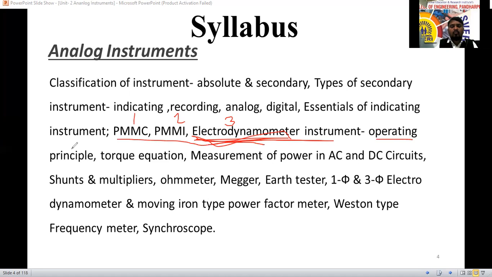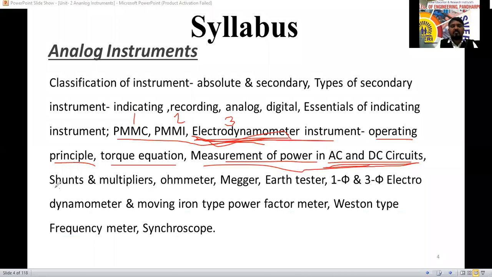We have to know the operating principle and discuss the torque equation. You have to do the derivation. Then measurement of power in AC and DC circuits. How to measure power we are going to discuss later, including three-phase power by using the two wattmeter method and the three wattmeter method.